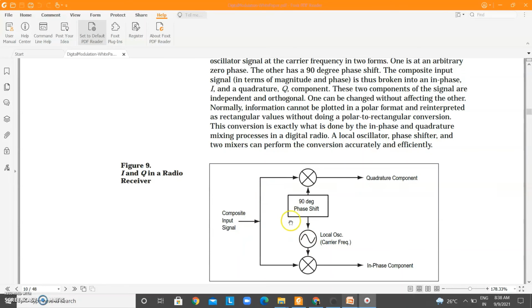So this composite signal, in the lower arm, you multiply it by the local oscillator generated signal. There you will get the in phase component, the I value. And in the other arm, we have this local oscillator 90 degree phase shifted, you multiply it by the composite signal, then you get the Q value. So we got the I value and Q value.